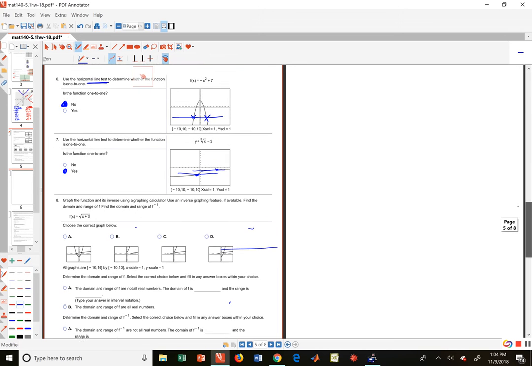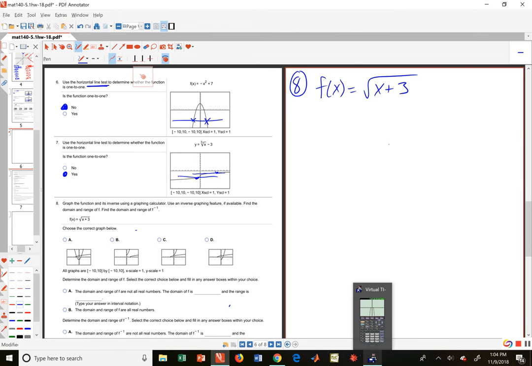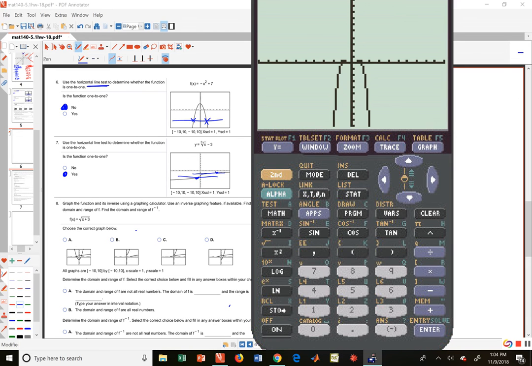All right, let's do a hard one now. Number 8. So there's a couple things they want us to do here. They want us to graph it, use our calculator to find the graph of the inverse, and then a few other things about the domain. And anyway, so let's do this. So first of all, our function is the square root of x plus 3. So let's get that in our calculator, and let's get it on a standard screen.